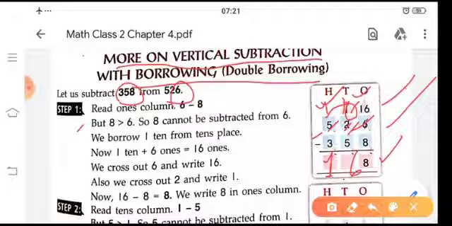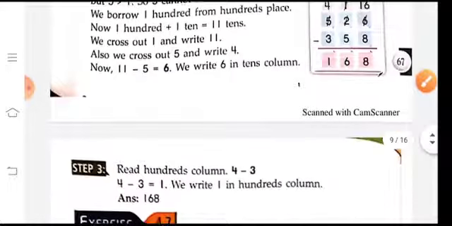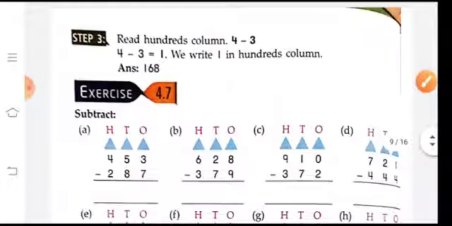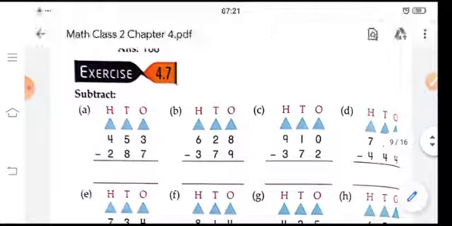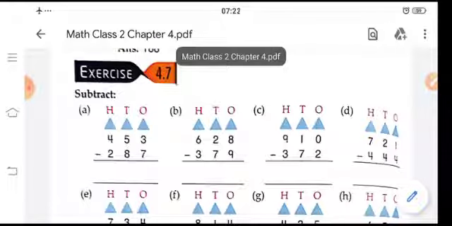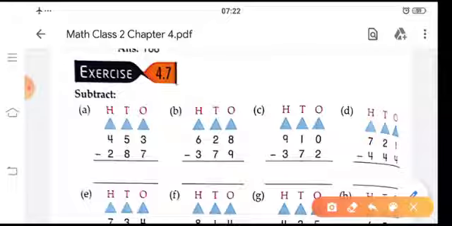So in this way do the sums. Exercise 4.7. So subtraction, 33 minus 7. Again we'll take borrowing here. So we'll take 1, so it becomes 13. So 13 minus 7, 6.